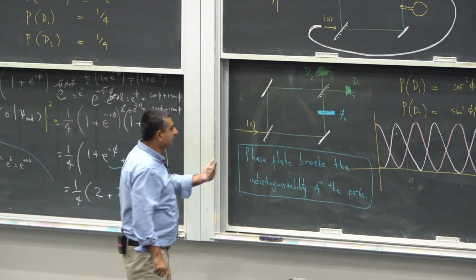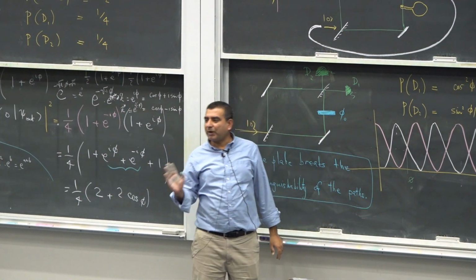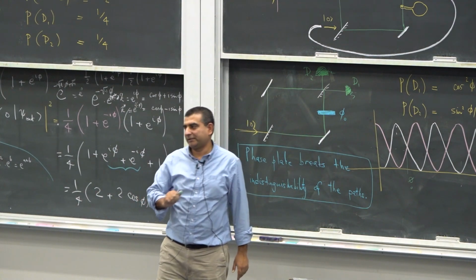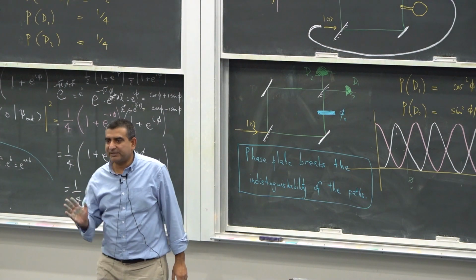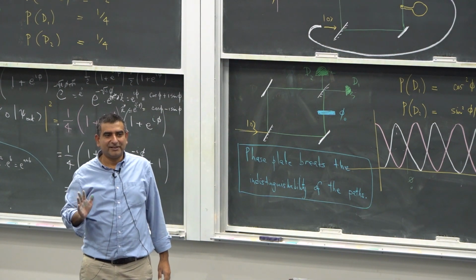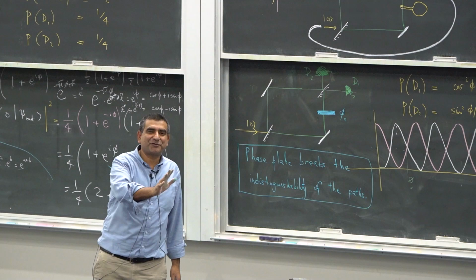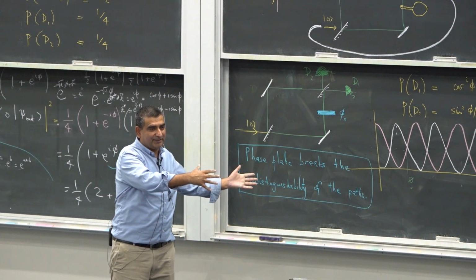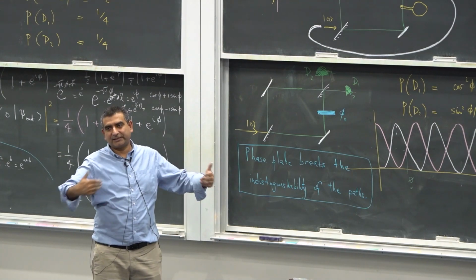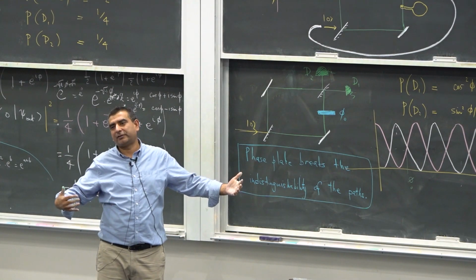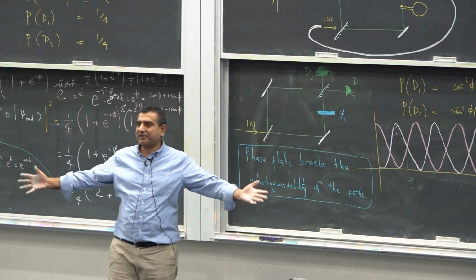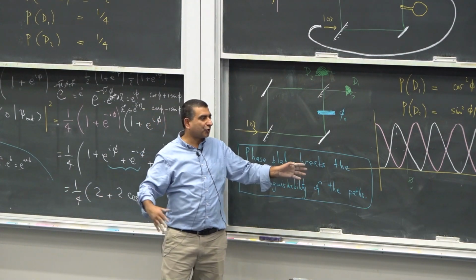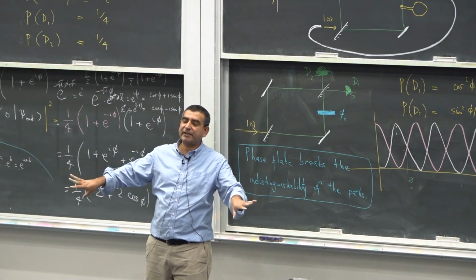What the phase plate does, if it's placed in one of the paths, is that one path becomes different from the other. It becomes distinguishable from the other. So now we have broken the indistinguishability, which really means that one path is now distinguished from the other. You can discern one path from the other. They are not the same any longer. And that's why the interference pattern disappears. So the role of the phase plate is to break the indistinguishability.